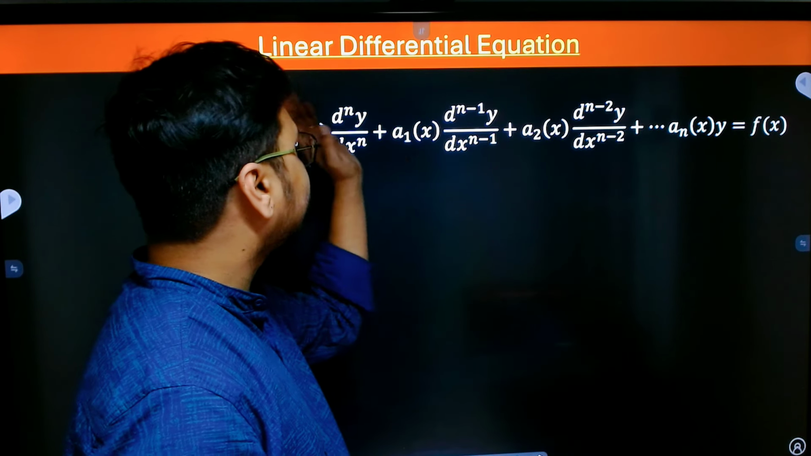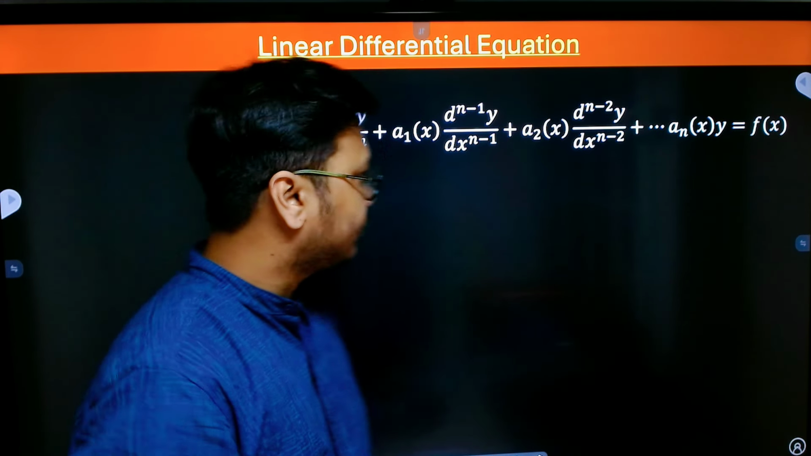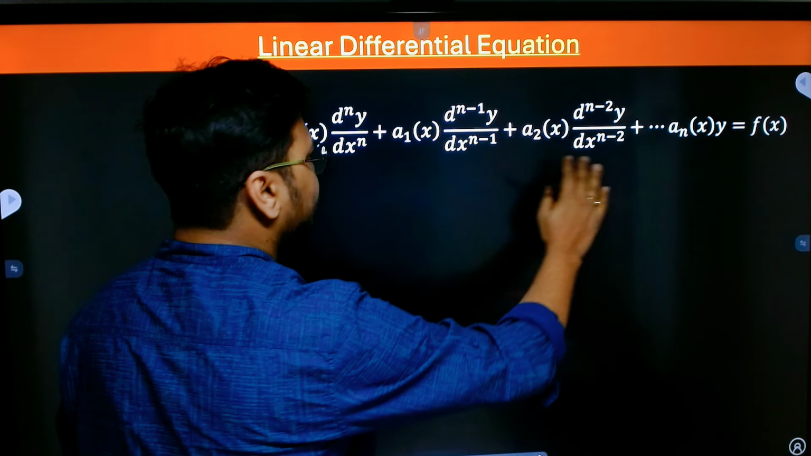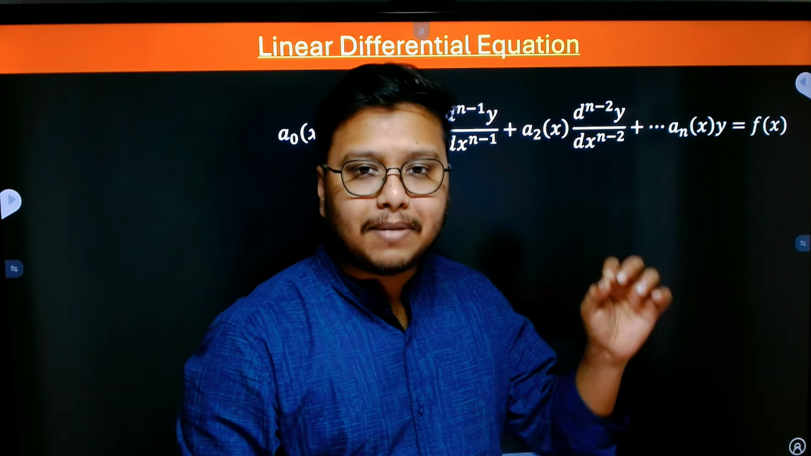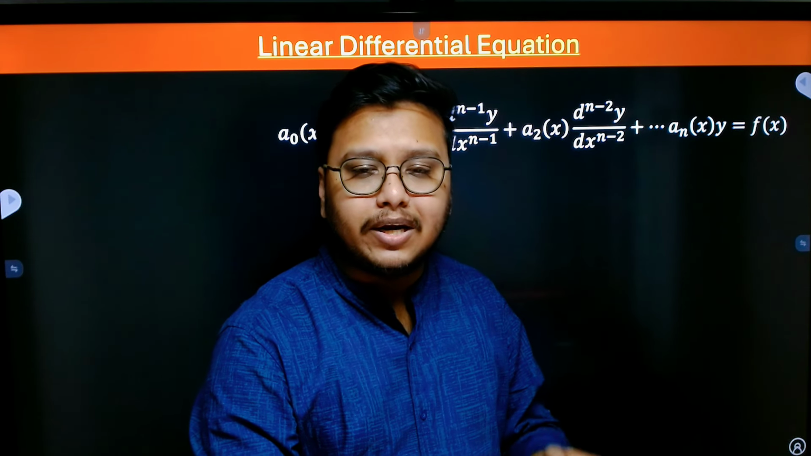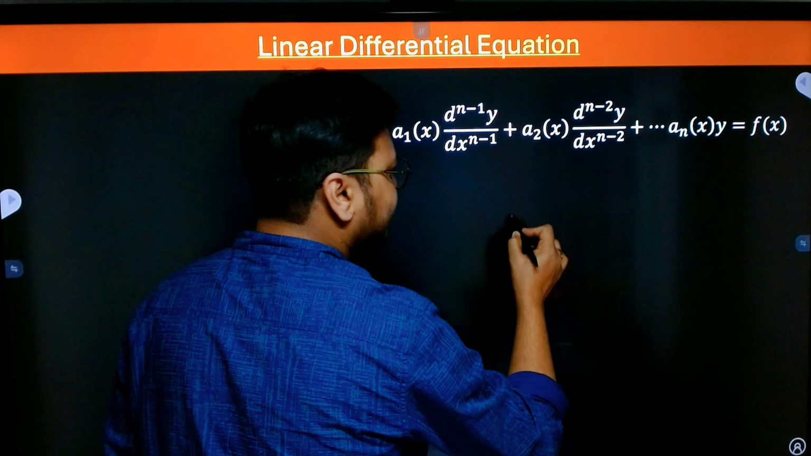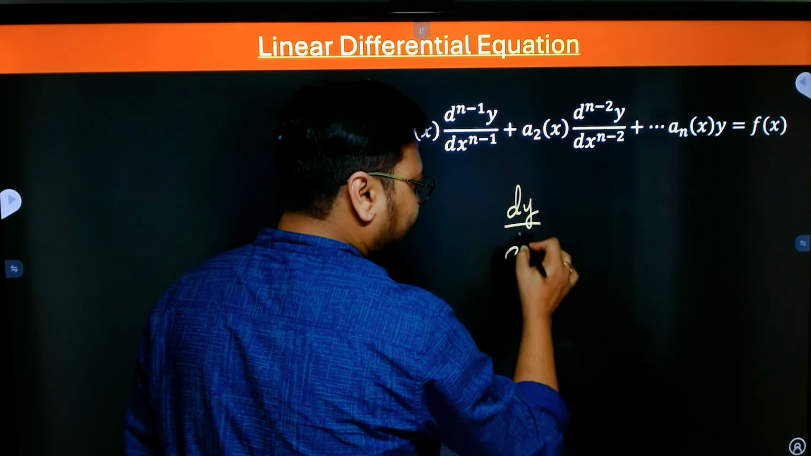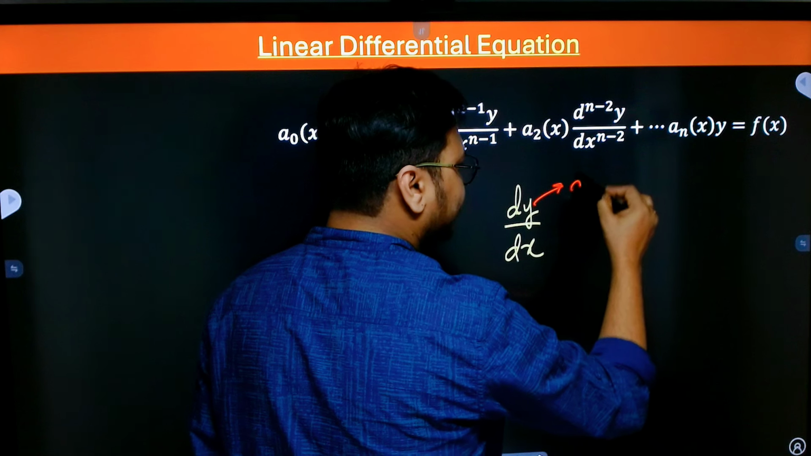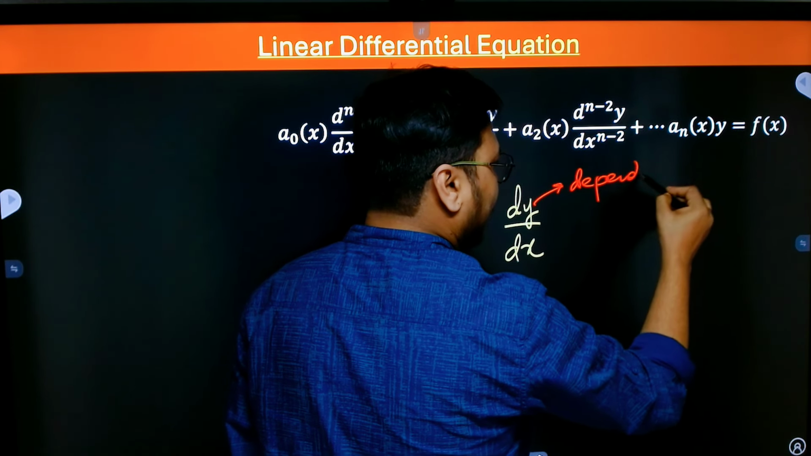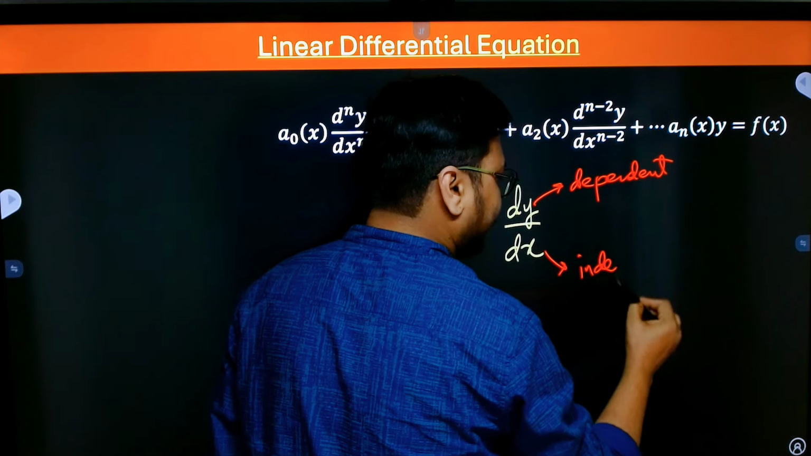Next, our topic is linear differential equation. What is the meaning of linear differential equation? It is a differential equation where the dependent variable must not be present in a non-linear format. Now what is a dependent and independent variable? When I have a derivative dy/dx, then y is my dependent variable and x is my independent variable.